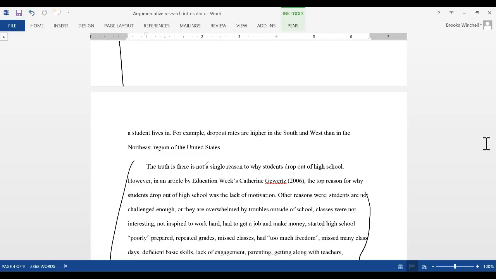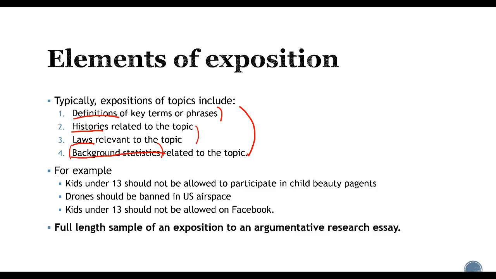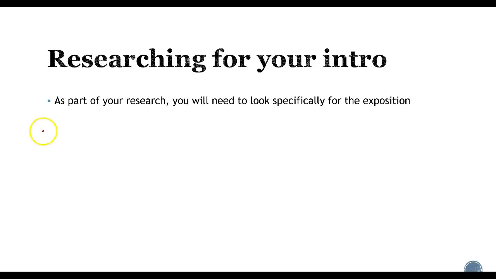Well, let's flip back to the PowerPoint. So when you're researching for your topic, you want to consider your exposition as part of the research. You're probably going to look specifically for things related to the exposition. So if you know you're going to want definition, history, laws, and statistics, you're probably going to want to go to Google, right, and see if you can find some good definitions on Google related to your topic, depending on what you're doing. If you want to find some history, maybe you could type in history of Facebook, or history of fracking, and find a little history of it.